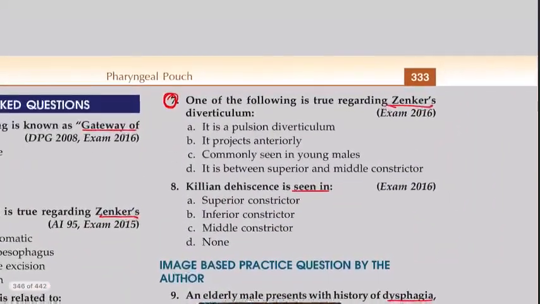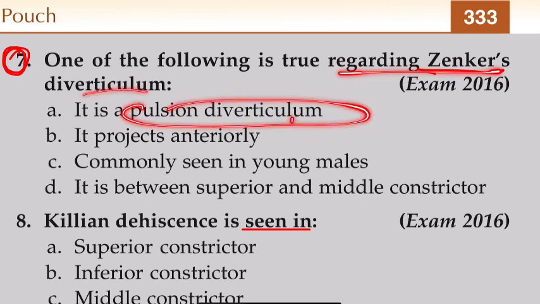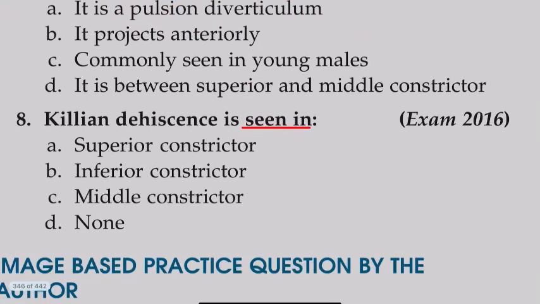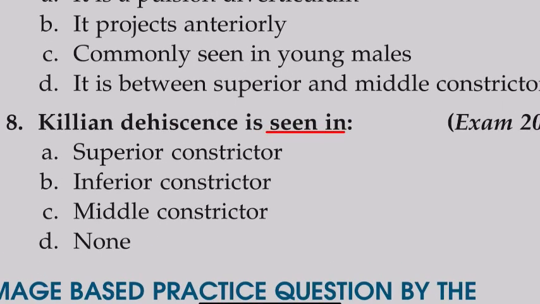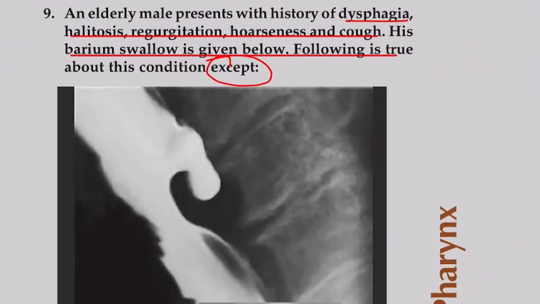Okay, moving to our next question. One of the following is true regarding Zenker's diverticulum: it is a pulsion diverticulum. That's right, it is a pulsion diverticulum. Killian's dehiscence is seen in the inferior constrictor, that's right. Now here the question is: an elderly male presents with a history of dysphagia, halitosis, regurgitation, hoarseness and cough. His barium swallow is given below. The following is true about the condition except.